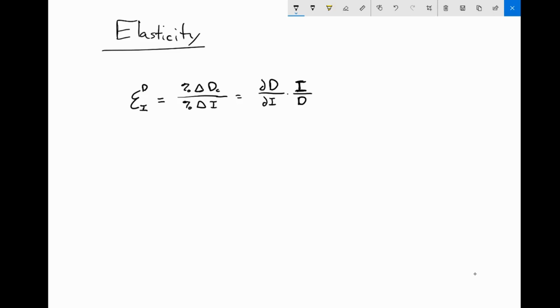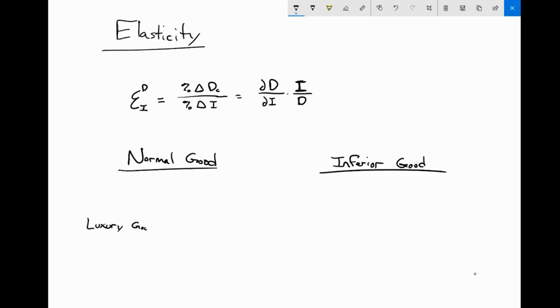There are 2 broad categories. One is something called a normal good, and then there's something called an inferior good. And in the classification of normal good, we will find that there are 2 subcategories, what we call a luxury good and a necessity good.